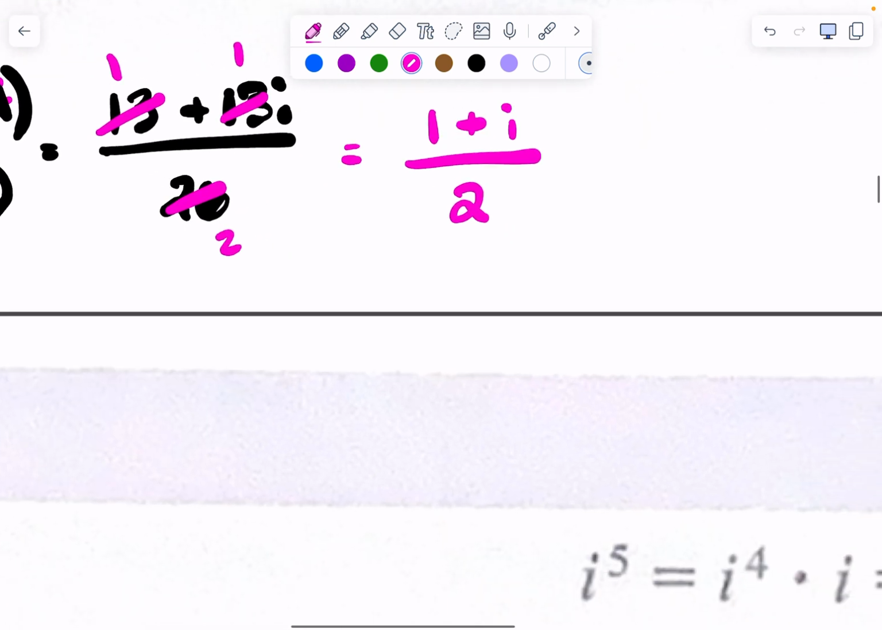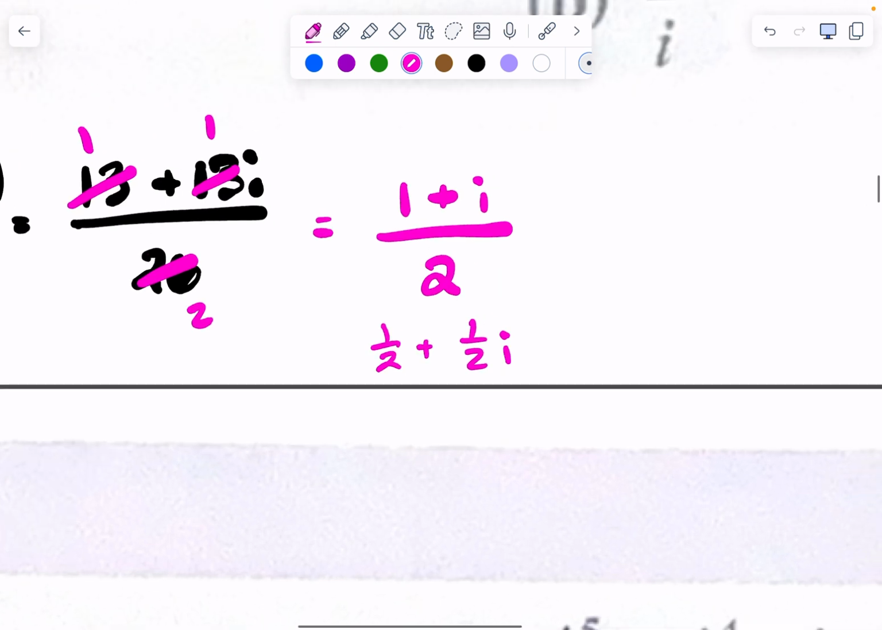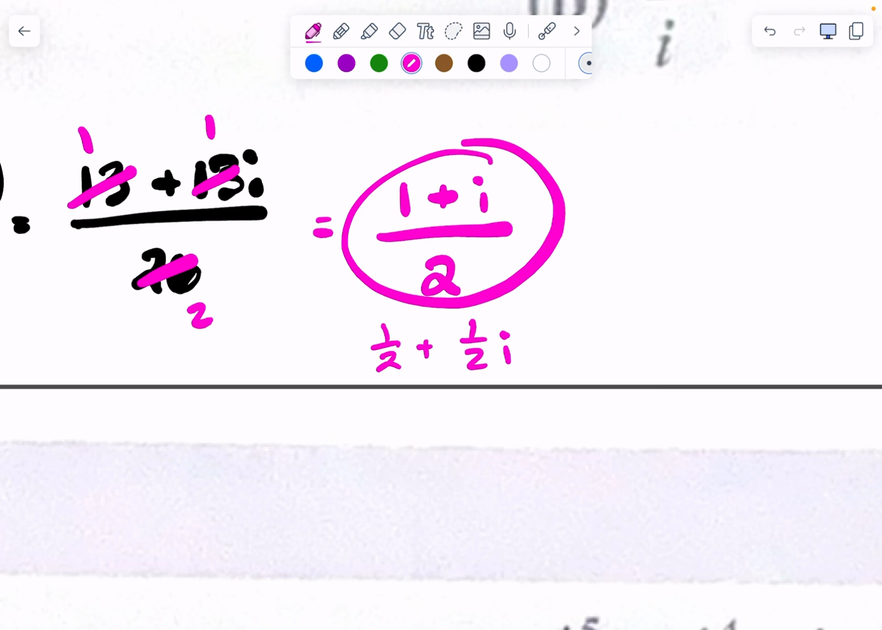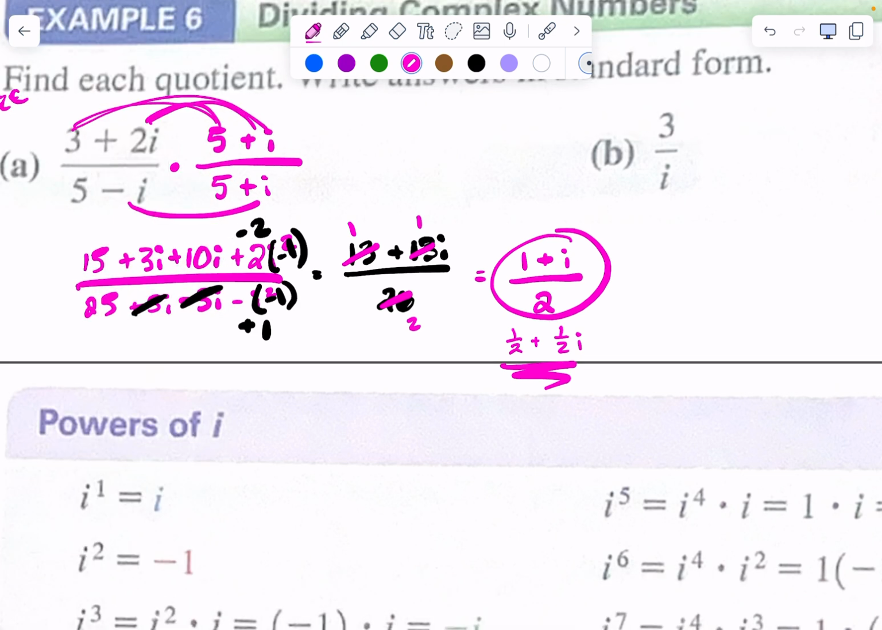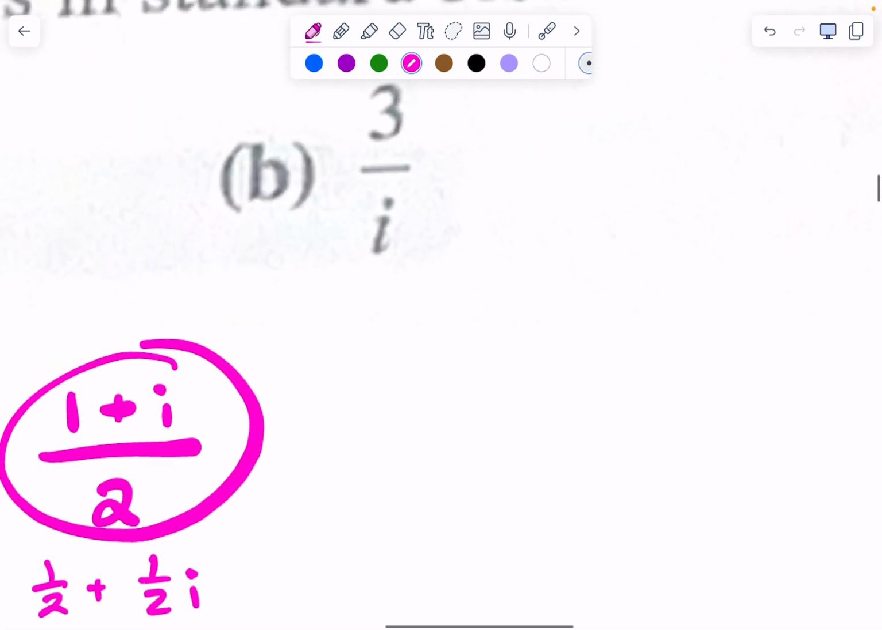Now, they may also write this as 1/2 plus 1/2 i, and separate it into 2 pieces. You don't have to. You can leave it like that. But just so you know, if you see that, that's what it looks like. It's just saying that those are under the same roof. Okay, good? All right, what if it's just 3 over i? How do I get the i out of the bottom?